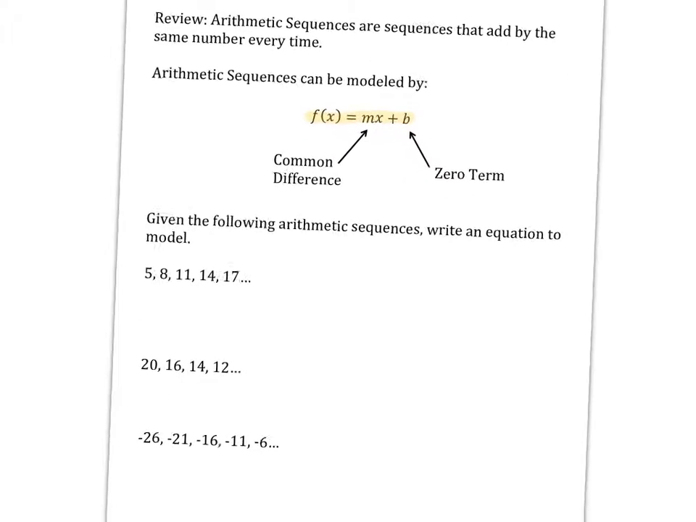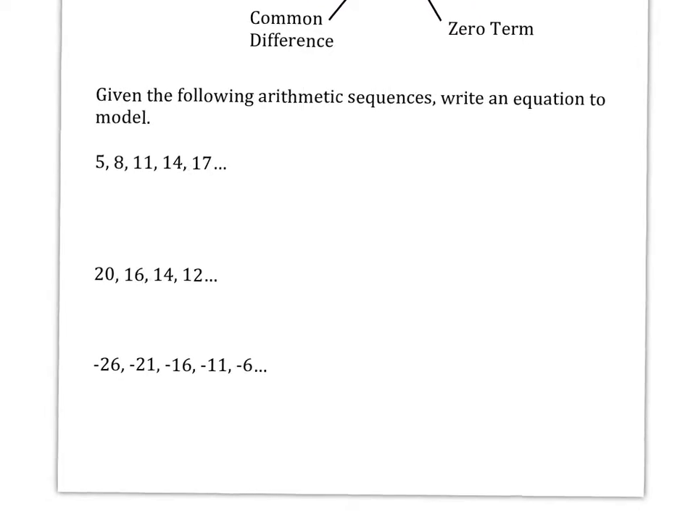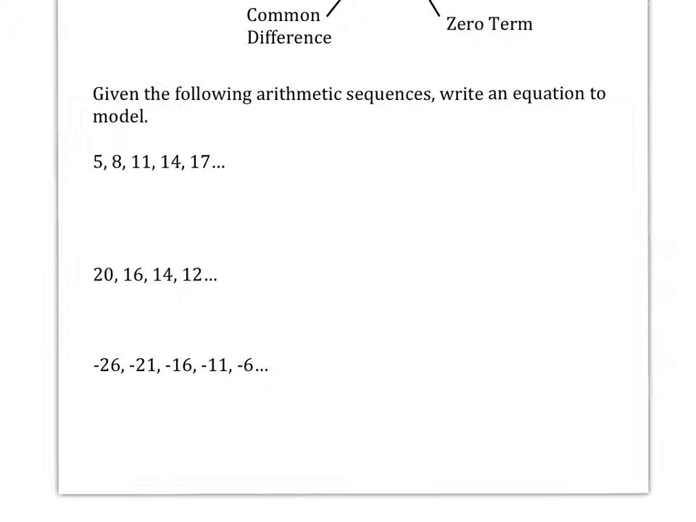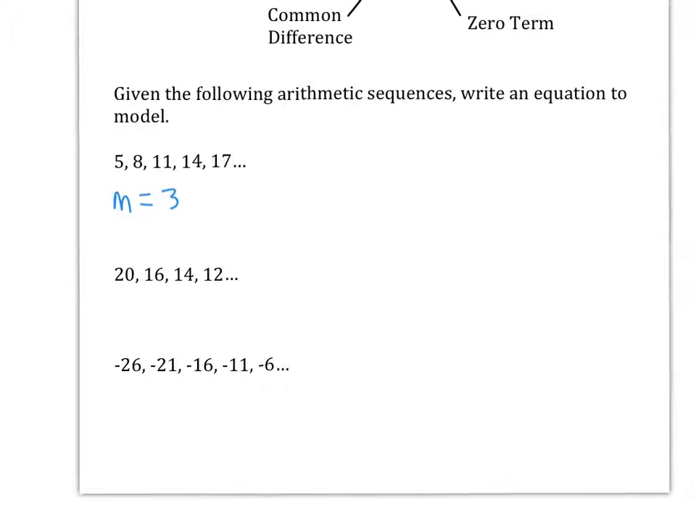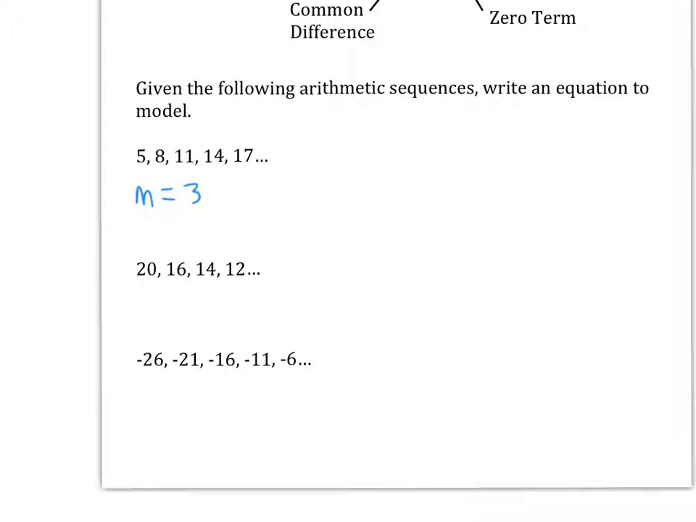So let's take a look at a few examples. Given the following arithmetic sequences, let's write an equation to model the following numbers. This first example: 5, 8, 11, 14, 17. Every time it's going up by 3. So I'm going to say m equals 3 for the common difference, instead of cd equals 3 like in the past. And now let's find our y-intercept, or zero term I should say. So here is my first term, second, third, fourth, fifth. I want to find my zero term.